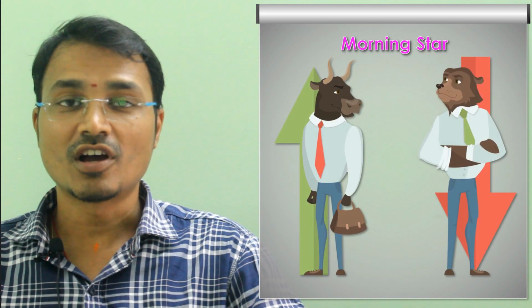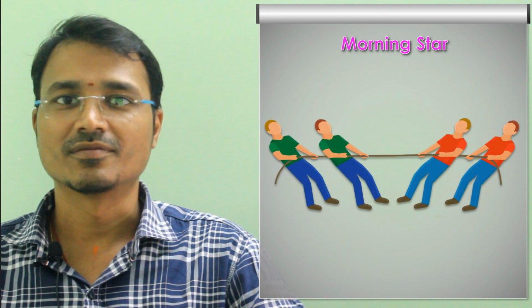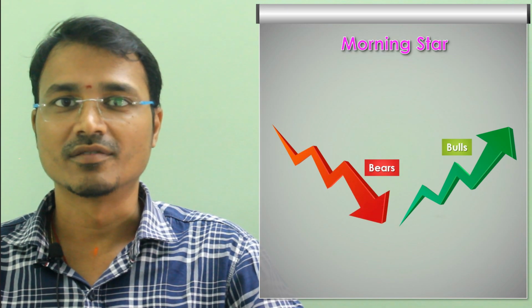Now, let us understand the psychology behind Morning Star. For any trading activity, two parties are involved, buyers and sellers. In the stock market, buyers are also called bulls and sellers are also called bears. There will always be a big fight between buyers and sellers. This Morning Star pattern tells us who is leading the market, whether bulls or bears.